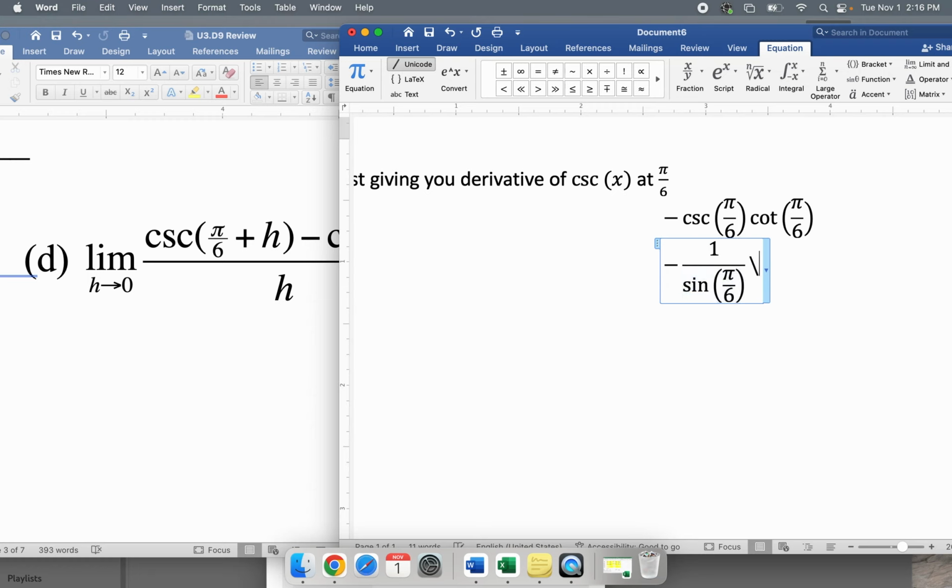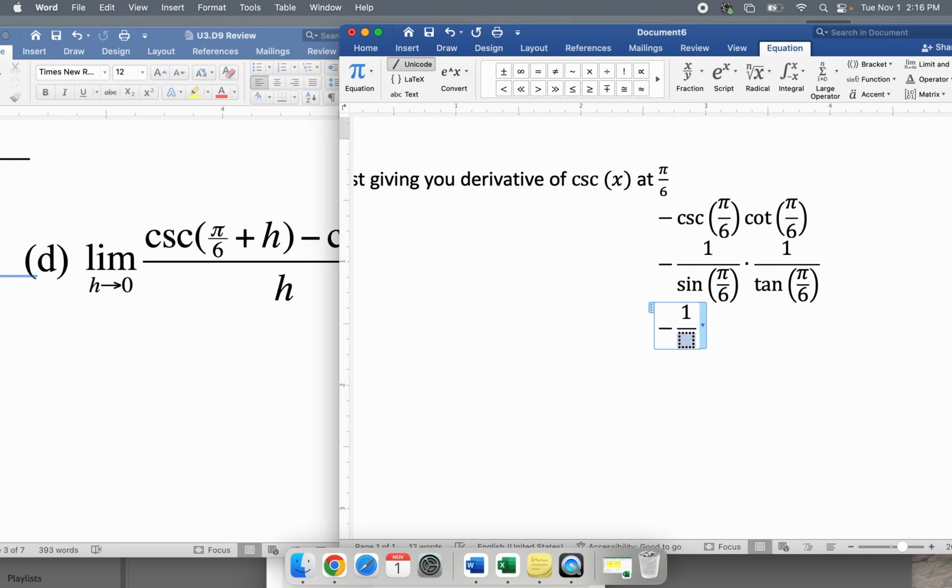And then times, what is cotangent of pi over 6? I don't know, but it's 1 over tangent of pi over 6. It's just the reciprocal of tangent. So now I just have to compute these two things. So this is negative 1 over sine of pi over 6, which is a half.